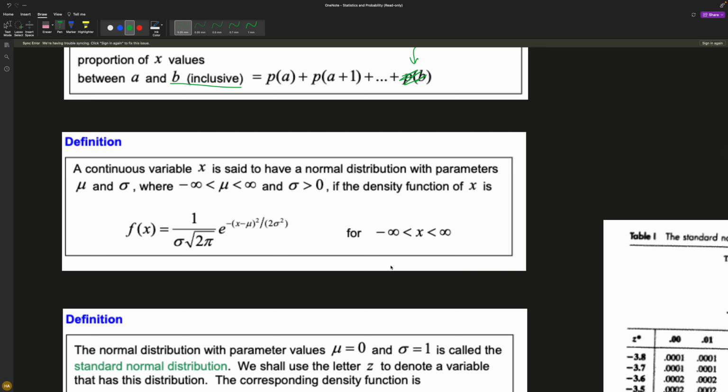A continuous variable x is said to have a normal distribution with parameters mu and sigma. So mu is your mean, and your sigma is your standard... standard deviation. Maybe it's not standard, but I know it's the deviation. I can't remember exactly what the wording is, but it is the deviation.